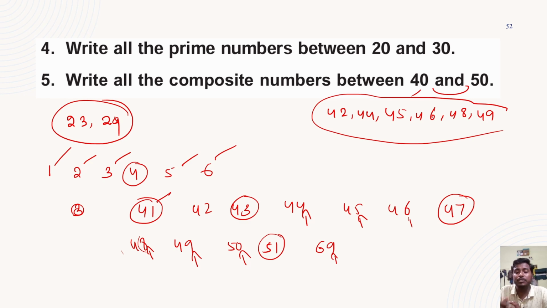How do I check divisibility by 3? Because the addition of 9 plus 6 is 15. 15 is in the 3 table, that's why it is divisible by 3. Okay. Next.